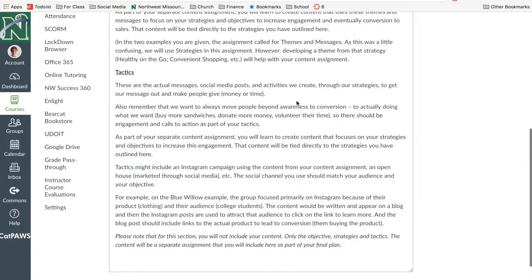So objective, increase sales. Strategies, make people know it's convenient, easy to do, good for you, whatever the case may be. And then your tactics are, how are you going to get that message out to your audience? This is where your social media comes in. So notice social media is the last thing.